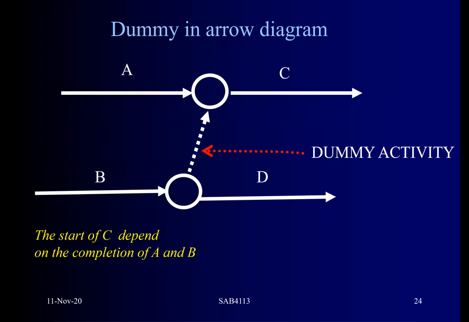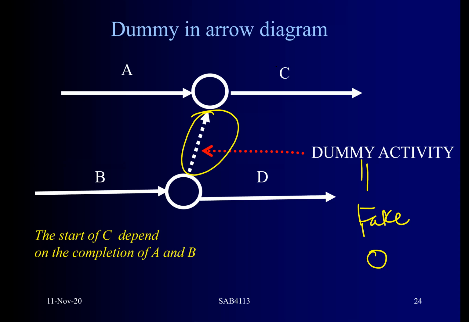Lastly is the dummy. What is a dummy activity? A dummy activity is basically a fake activity, or we call it an imitation. It has zero duration. It is just used to indicate relationship. Dummy activity is indicated by a dotted line.